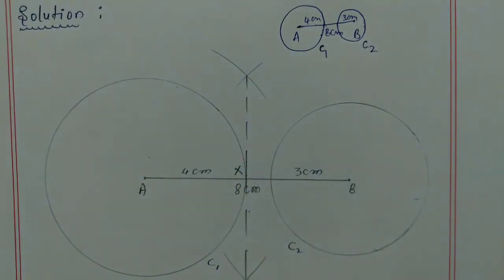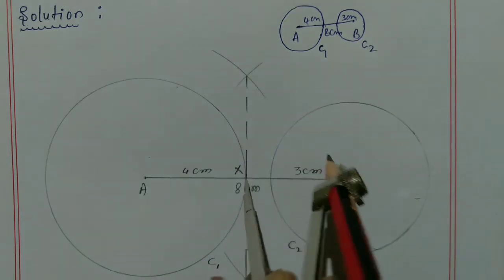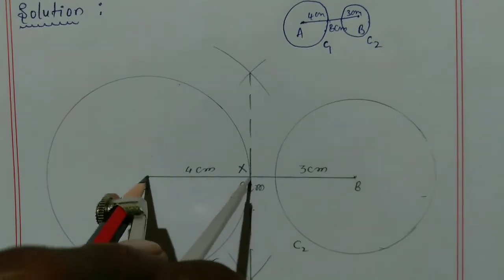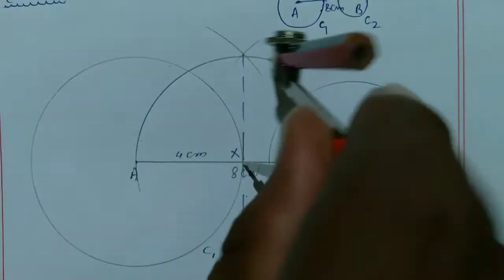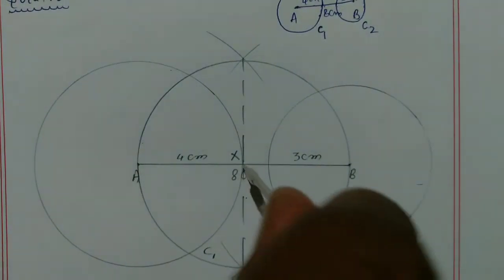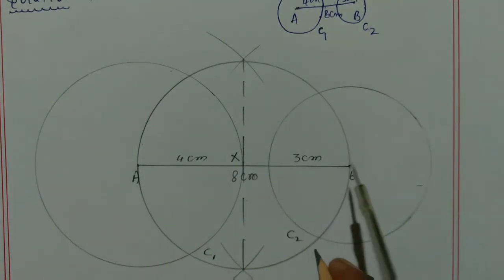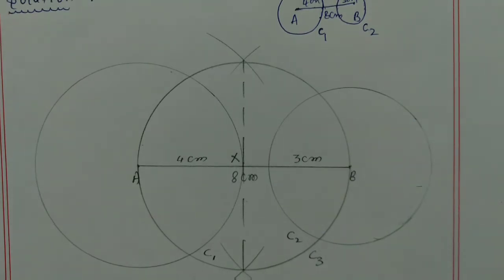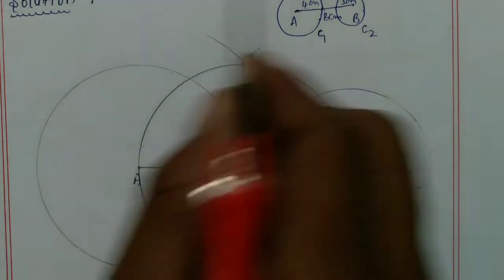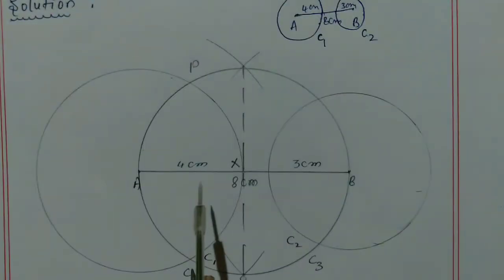After that, taking X as center and XB as radius, or you can take XA as radius, you can draw the C3 circle. Taking XA or XB as radius, you can draw the C3 circle. You can call this one the C3 circle. See here, this is the C1 circle and this is the C3 circle. Where C1 and C3 intersect, you can call the points P and Q.